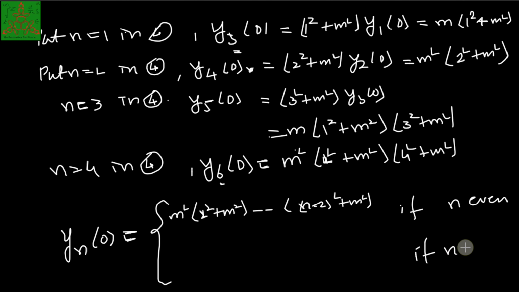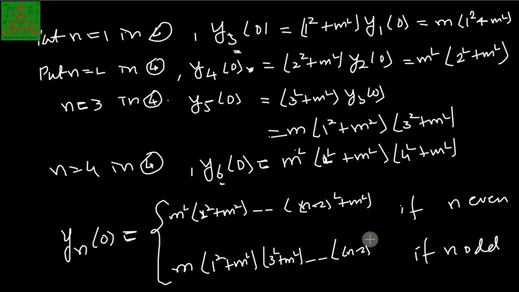If n is odd, then it will start with m, times 1 square plus m square. Then it is 3 square plus m square and goes on. When it is 5, it will reach to 3. When it is 3, it will reach to 1. So the last factor is n minus 2 square plus m square. So this is the value of yn at 0. I am giving you one exercise for you to do.